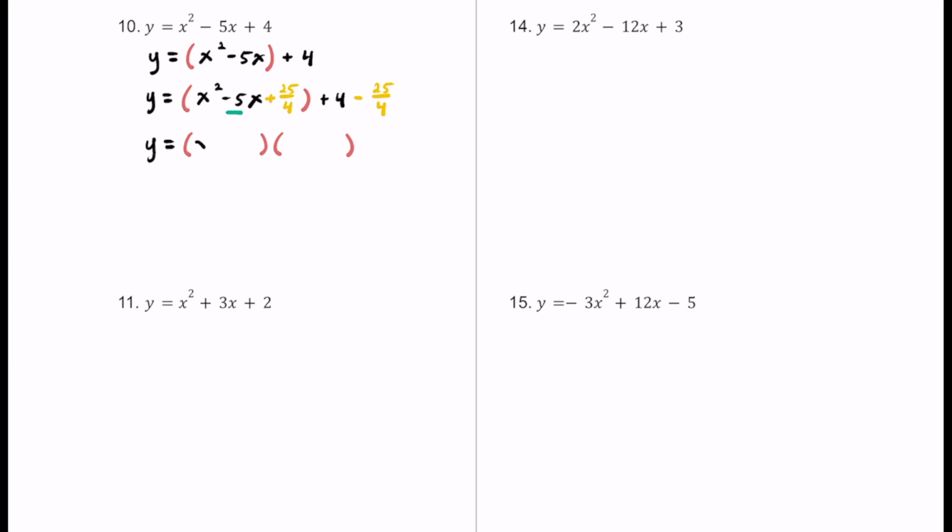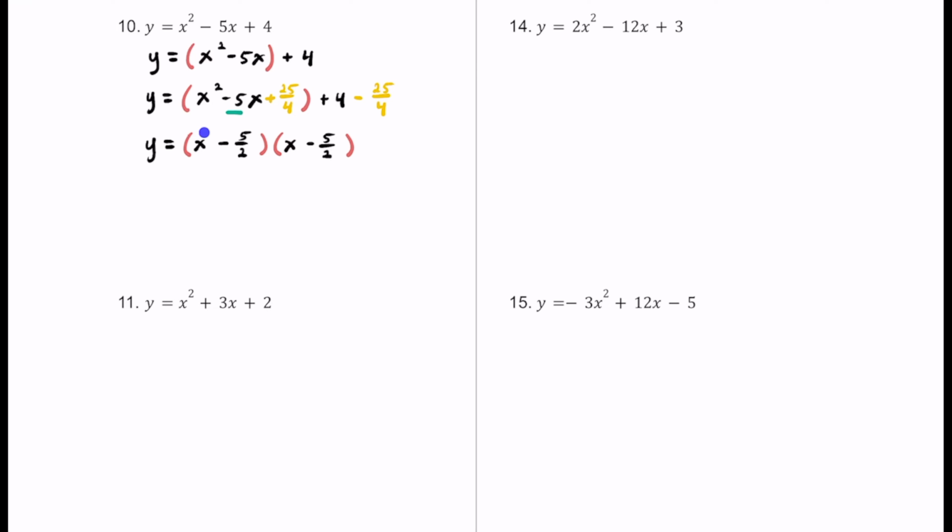But again, we always have this x and x because they multiply to get x squared. And then we're going to have minus the square root of the c term, which is going to be 5 over 2 and 5 over 2. Okay, so you can go ahead and FOIL this if you want to check to see that this does equal the original.